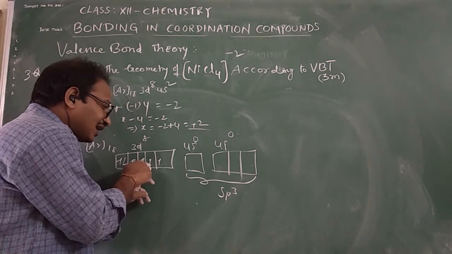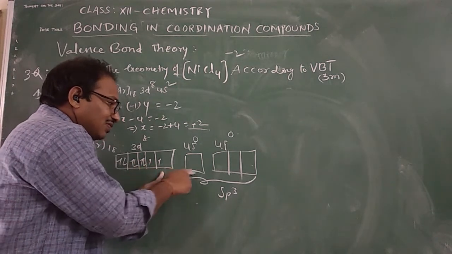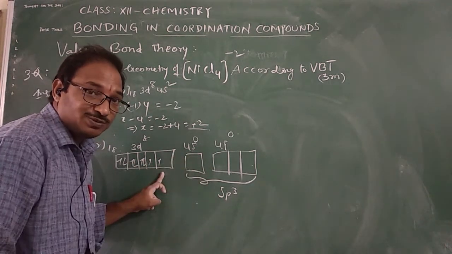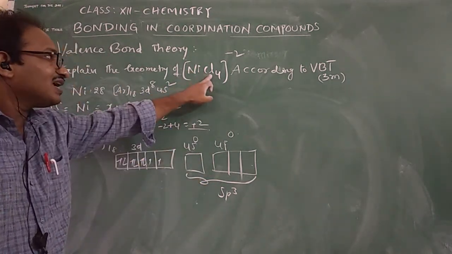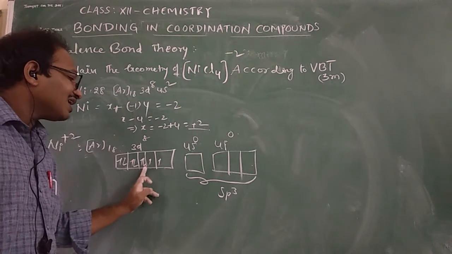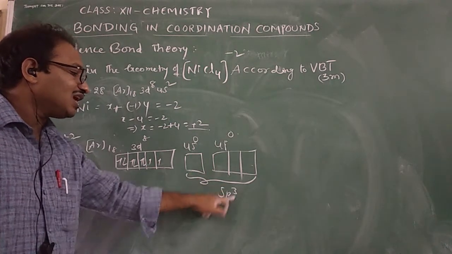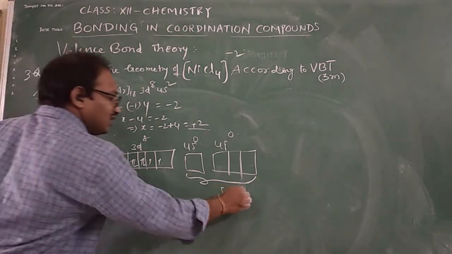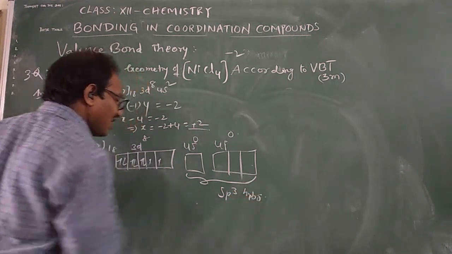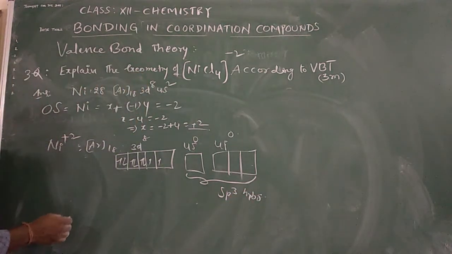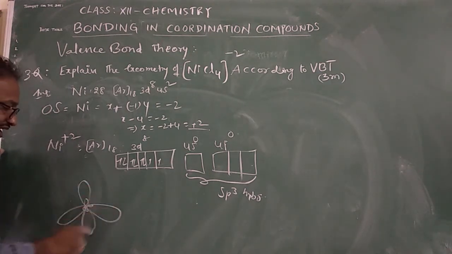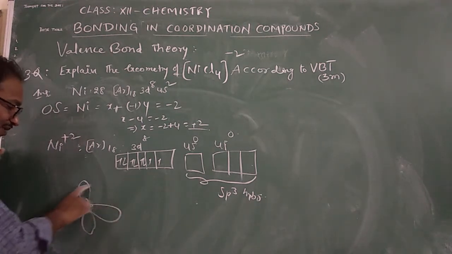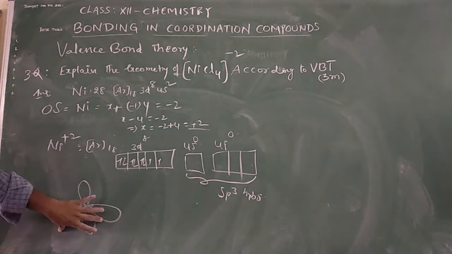If this electron gets paired, dsp2 hybridization is also possible. But because chlorine is a weak ligand, the electrons will not get rearranged, and sp3 hybridization takes place. You all know sp3 hybridization means you will get 4 hybrid orbitals: 1, 2, 3, 4 vacant hybrid orbitals. Now the hybridization concept is over.